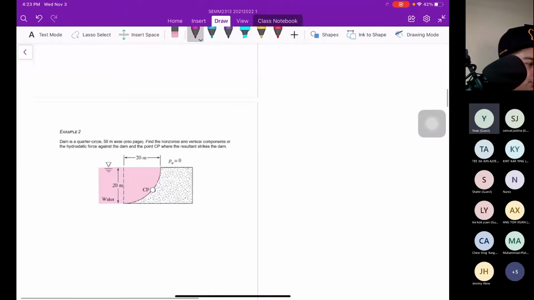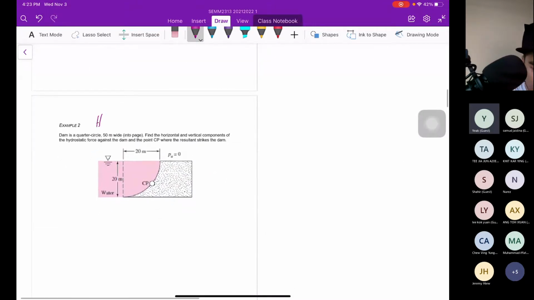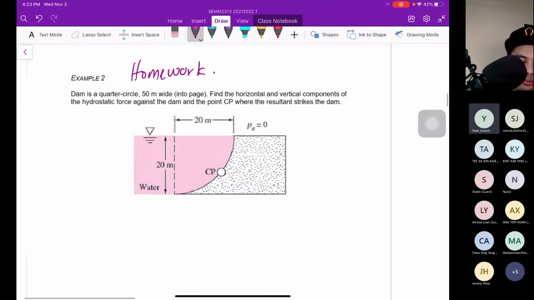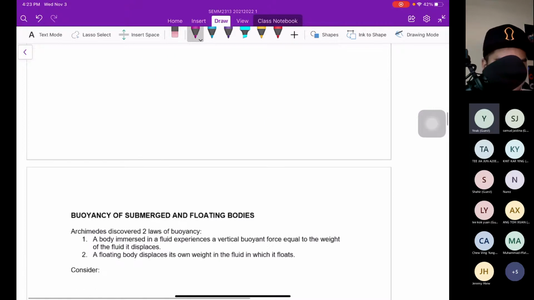For this one, I give you homework. Later on you will do it. This is quite simple. You need to do the projection and then you need to solve the X and Y directions.